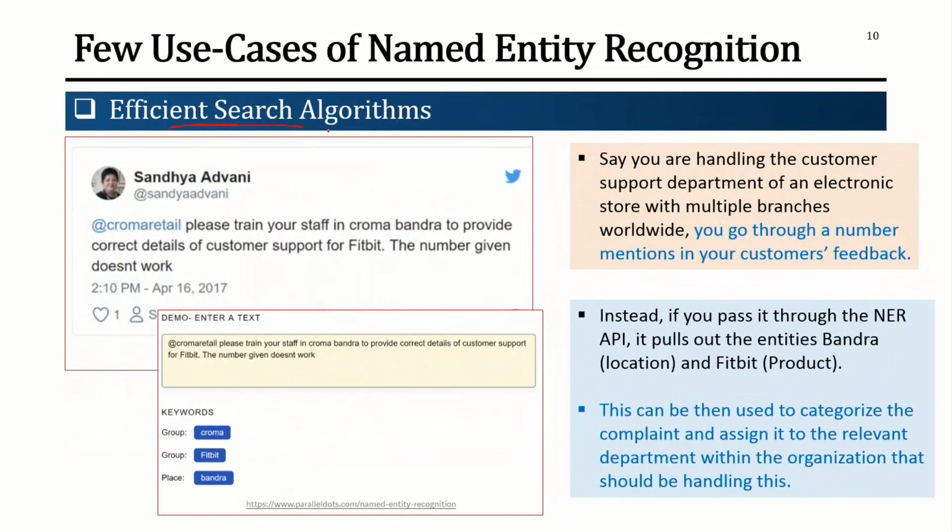Suppose that we are handling the customer support department of an electronics store with multiple branches worldwide. You go through a number of mentions in your customer feedback. We have many feedbacks, so we would need to go through each of them. Instead, if you pass them through the NER API, which allows us to perform NER operations, it will pull out the entities, location, and product here. This can be used to categorize the complaints and assign them to the relevant department within the organization that should be handling this. So we know about the feedback from the customer about a particular product, and which location this product was sold in, for example. We can figure out and try to solve the problem immediately by contacting the corresponding department.